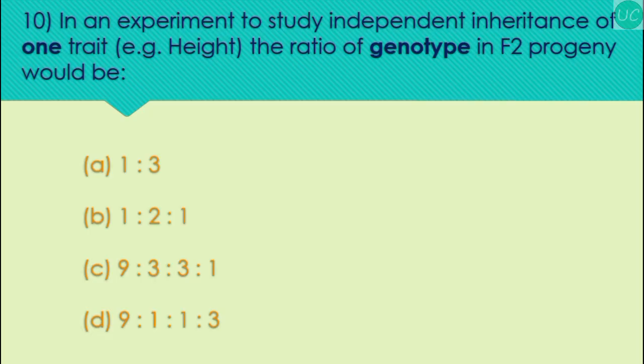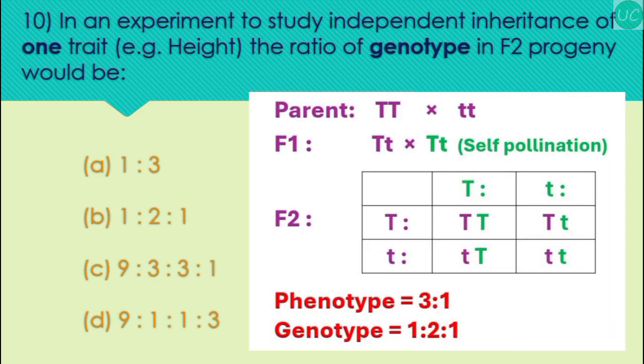Okay, our next question. In an experiment to study independent inheritance of one trait, for example height, the ratio of genotype in F2 progeny would be. So as you can see from the Punnett square, if the parents are homozygous, that is capital T crossed with recessive allele small t, the F1 generation would be heterozygous with both the dominant and the recessive allele. And when they are self-pollinated, the F2 generation will have heterozygotes and homozygotes for both dominant and recessive alleles.